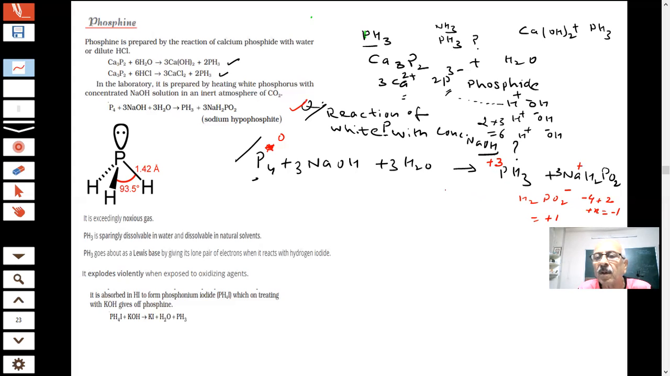In PH3, what do we say? Nitrogen, then this actually we have written it wrong. NH3 also, nitrogen is -3. Hydrogen is +1. So this actually is a mistake here. This is not correct. Just erase it.